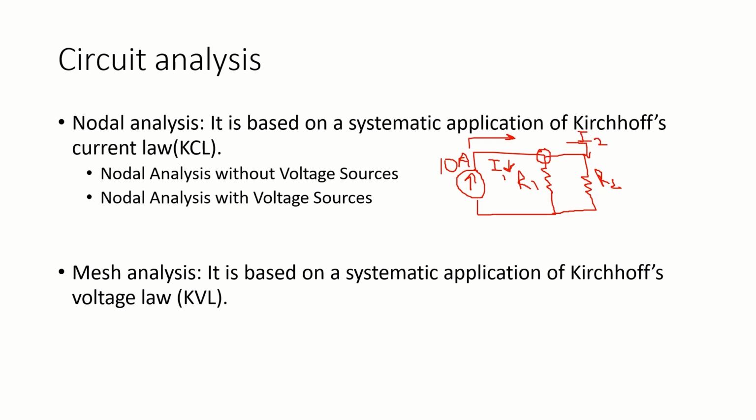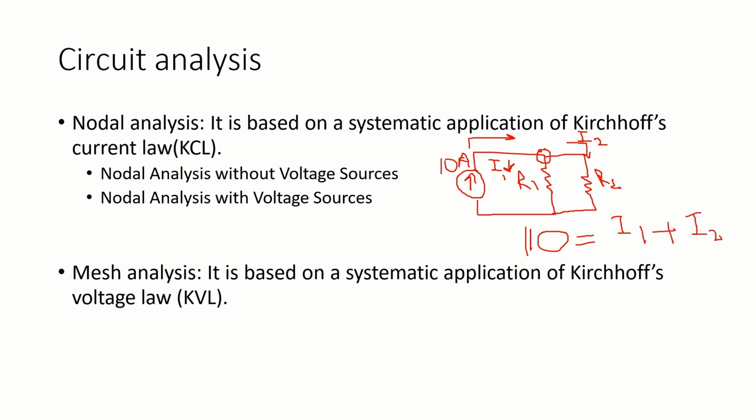What KCL states is that the amount of current entering a circuit is equal to the amount of current leaving the circuit. So we can apply KCL at this node and derive an equation. Let's say 10 ampere current is entering, so we can write it as 10. The amount of current entering a circuit is equal to the amount of current leaving the circuit. So 10 ampere current is entering the circuit, and the current that is leaving the circuit is I1 and I2. So we can write it as 10 is equal to I1 plus I2.